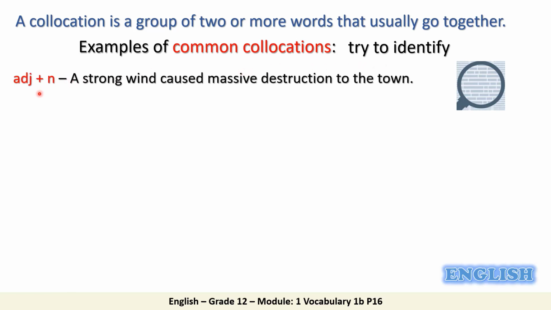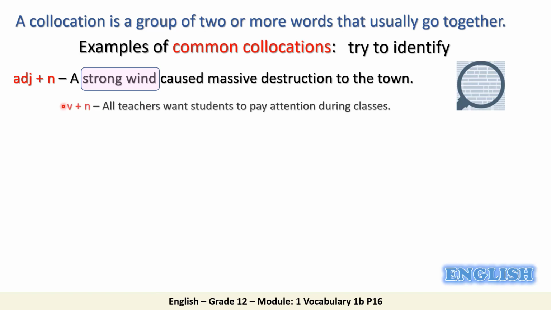The first of the most common collocations in English is the collocation of an adjective plus a noun. So it's called an adjective noun collocation. Can you identify it here in this example? A strong wind caused massive destruction to the town. Where is the adjective and the noun? Exactly, it's here.